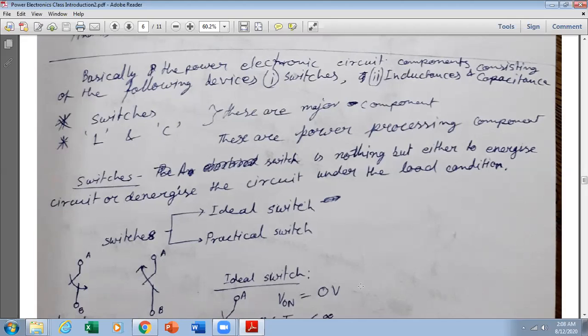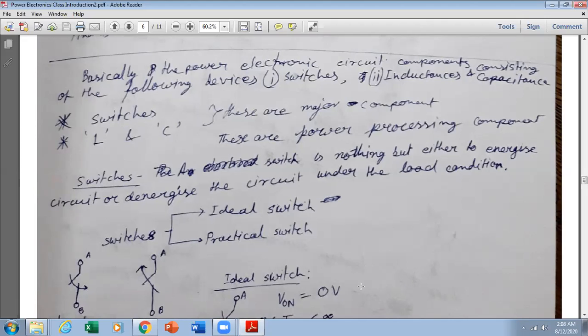Okay. So what are the major components? Switches, inductance, and capacitors. These are the major components. Other components what are required? You tell me. Sources and load, because without load a switch cannot be used, isn't it? So switches are used with load.